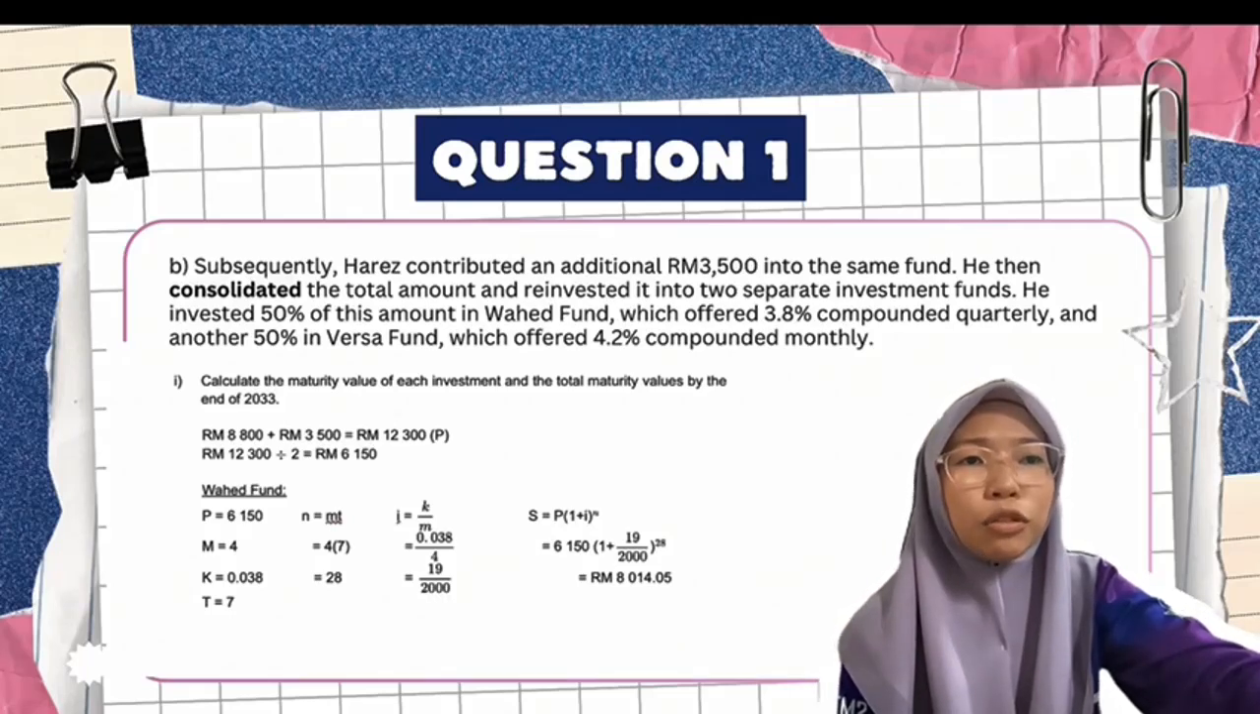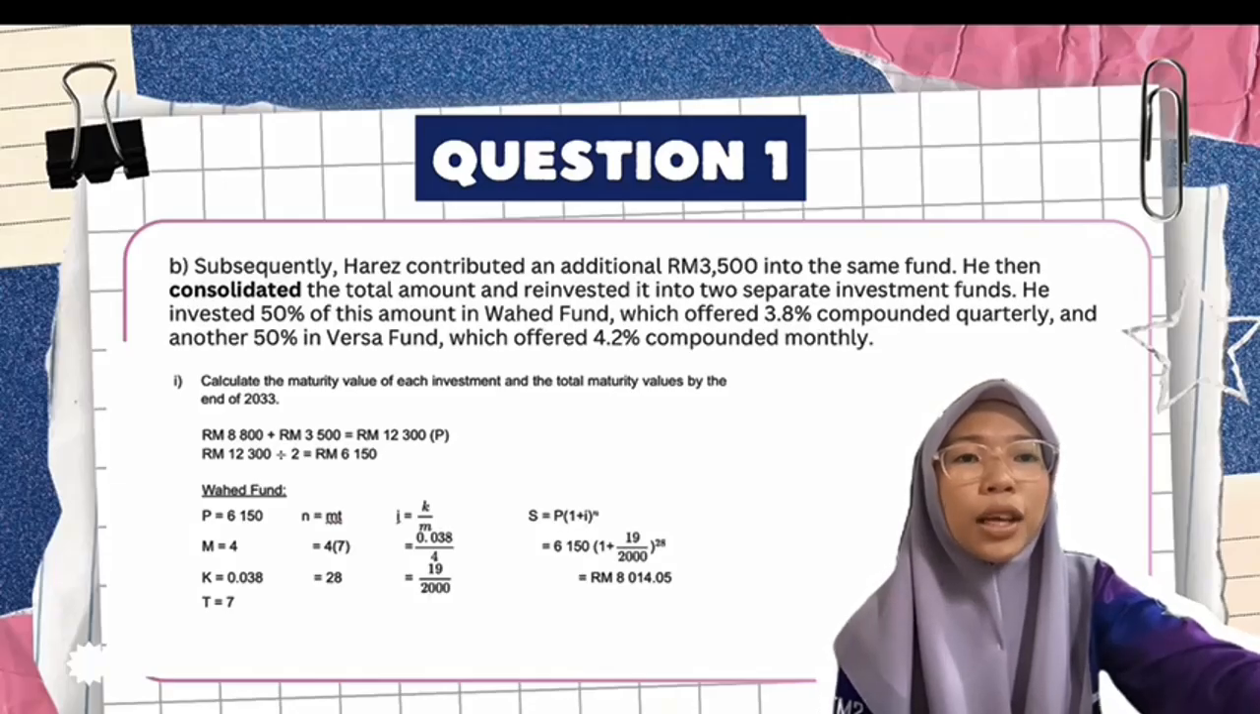The investment grows from the end of the year 2026 until the end of the year 2033, which is a total of 7 years. With 4 compounding periods in each year, 7 years give us 28 compounding periods altogether. Now, we use the compound amount formula, which is S equals P times the quantity 1 plus I raised to the power of N.